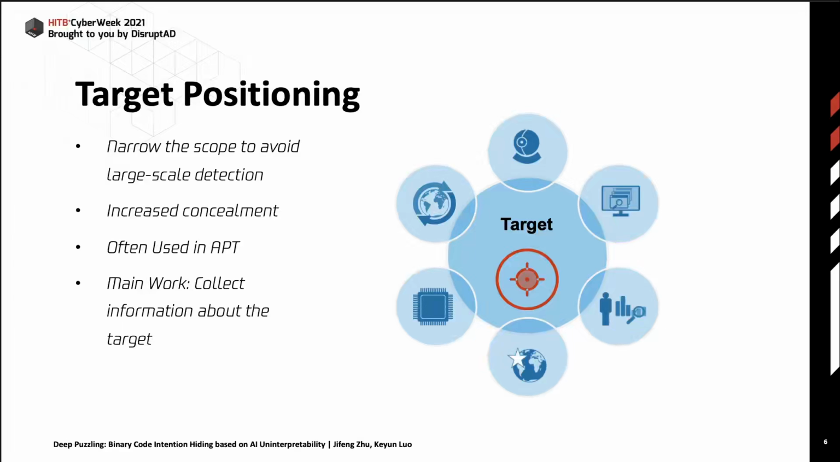Okay, let's see the important role of target positioning in modern cybersecurity. Intent hiding. Simply put, it means meeting the right person and doing the right things. The most important goal is to hide one's key behaviors, avoid being discovered by the public, and exert the greatest power at the most appropriate time. Target positioning is the core of intent hiding. It can narrow the scope of influence, avoid large-scale detection, and increase the concealment of actions, so it is often used in APT attacks.